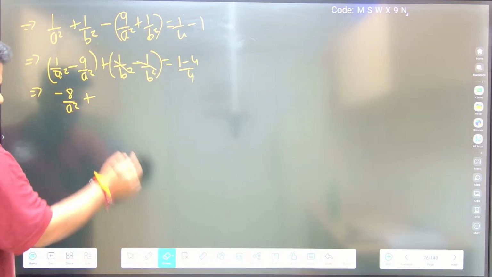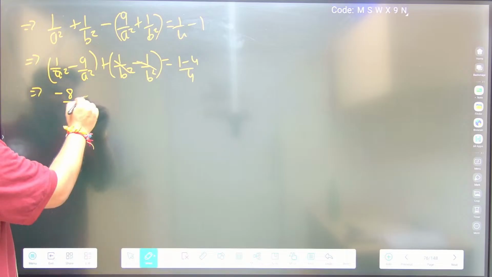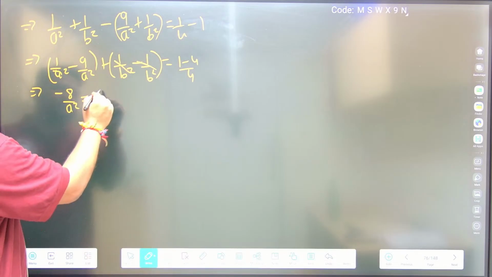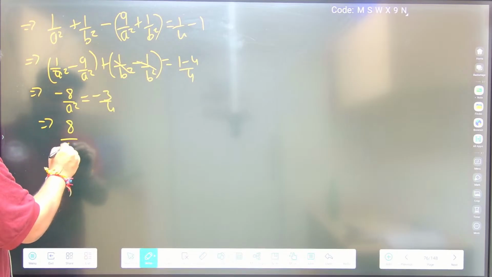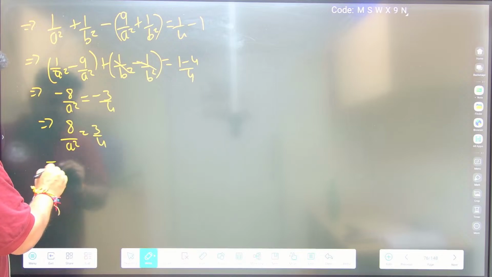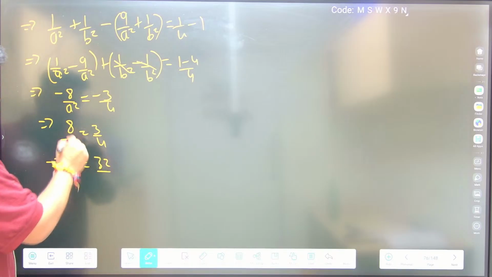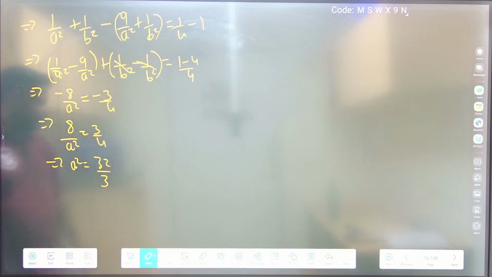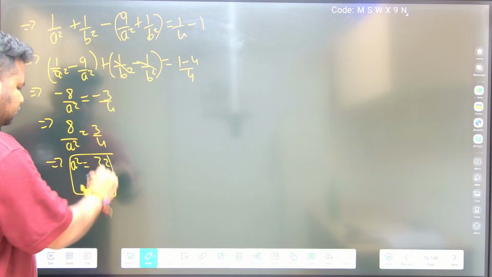So minus 8 by a square will be equal to 1 minus 4, which is minus 3 by 4. That implies the minus signs cancel, 8 by a square is 3 by 4. Or a square is 4 times 8, which is 32, by 3. So a square is equal to 32 by 3.